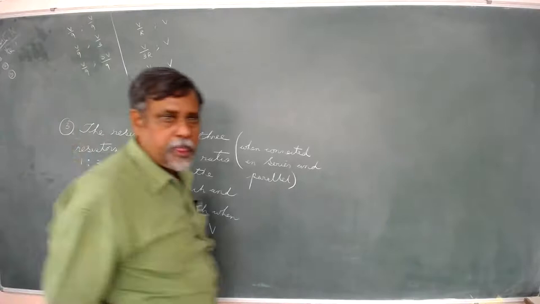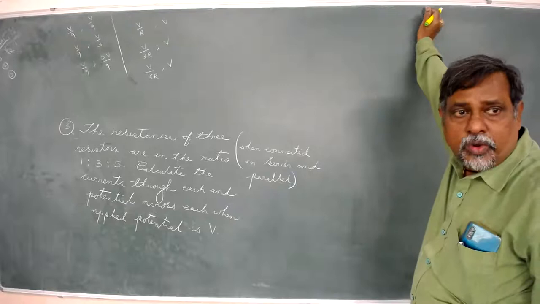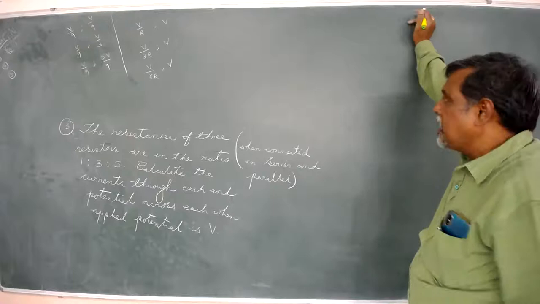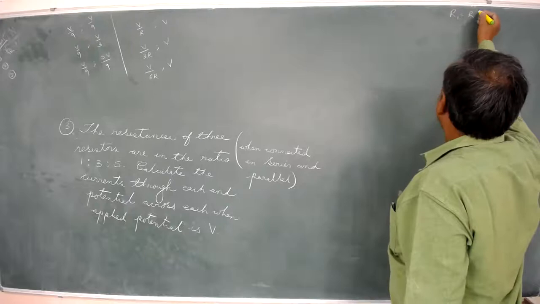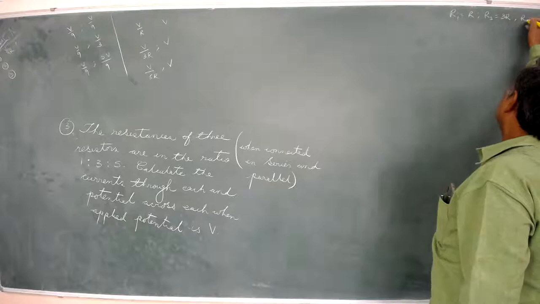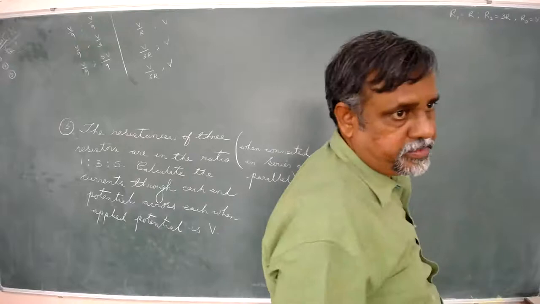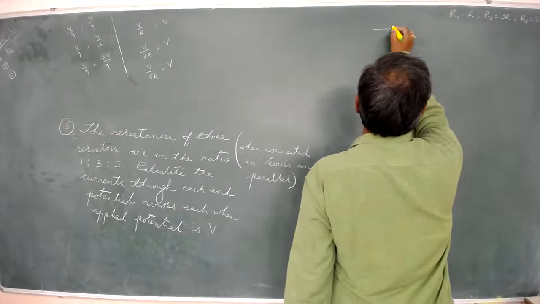So there are three resistors given. The ratio of the three resistances is given as 1:3:5. The resistance of the first resistor is R, the second resistor becomes 3R, and the third resistor will become 5R. Ratio 1:3:5. Then they are connected in series.